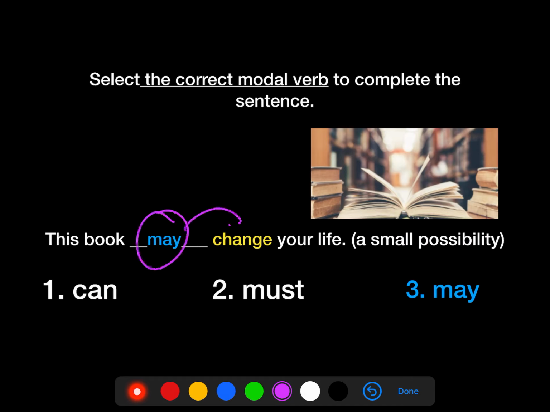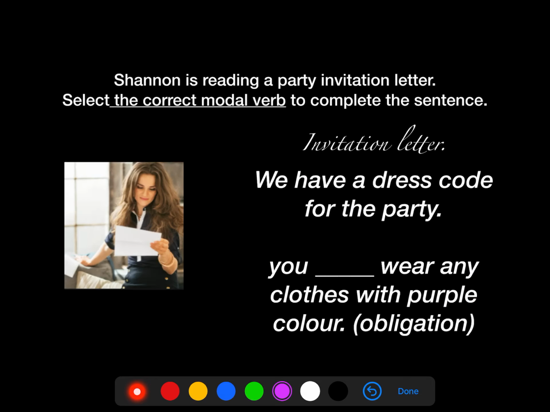This book may change your life. It will change your life or it will not change your life. I don't know, but we'll see. It's 50-50%. That's why we use may. So if you're really certain, if it's 100% sure, you can say must. But it's a small possibility. That's why we used may. Okay, very good. Let's move on to the next question.